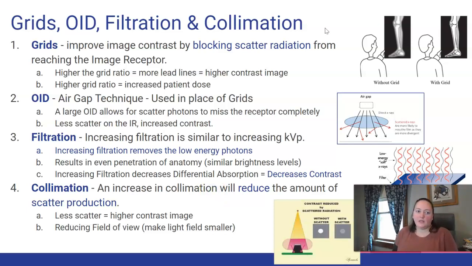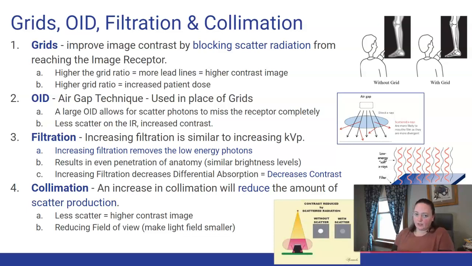Okay, how else can we either increase or decrease contrast with things that maybe we can adjust or change? So we have grids. Grids are going to improve your image contrast. That's really their main purpose of why we want to use one in the first place. They have those lead lines in them that are going to absorb the scatter radiation. Essentially, they're a blocker for your image receptor. They're going to take on some of that scatter radiation before it hits your image receptor, and that's why it's going to improve your contrast.